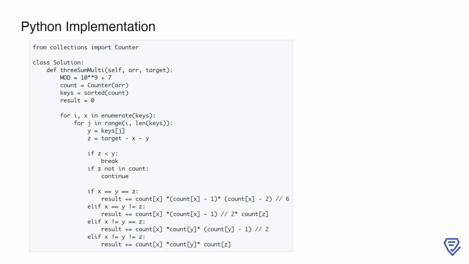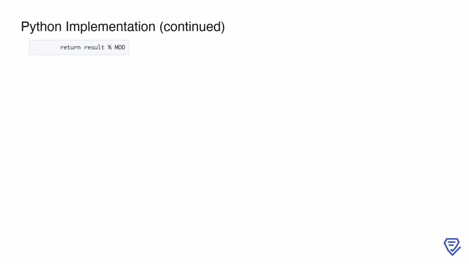This structure ensures we accurately count all valid triplets based on their frequency in the array. After processing all possible combinations of x, y, and z, the function concludes by returning the result modulo mod. This ensures the result remains within the constraints of the problem, avoiding overflow and meeting the requirements for large outputs. By breaking the problem into clear cases based on the relationships between the numbers, the implementation efficiently calculates the total number of valid triplets while leveraging the counter for fast lookups and frequency calculations.